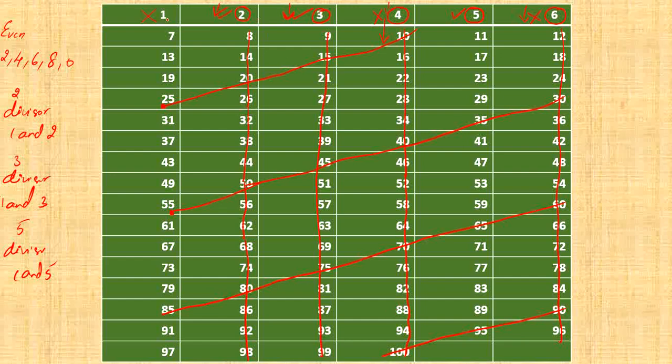Now 1 is neither prime nor composite. 2 is prime, 3 is prime, 5 is prime. Let's go for 7. 7 whose divisors are 1 and itself. So it's a prime number. Now how to identify multiples of 7? Multiples of 7 are not prime numbers.